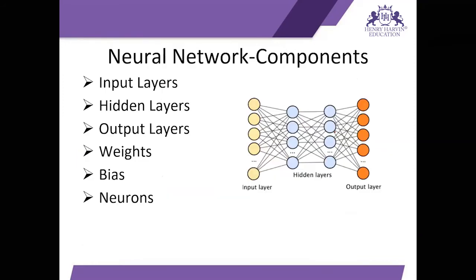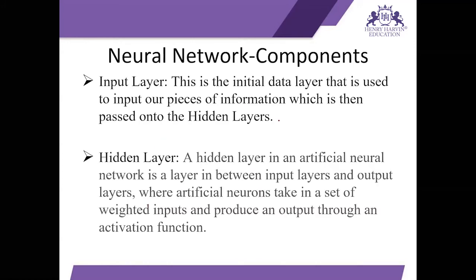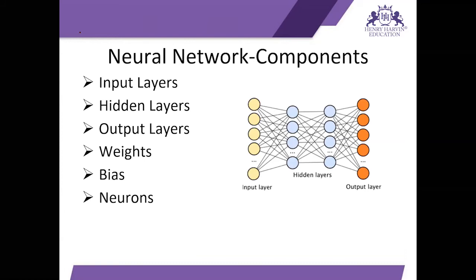So let us discuss the components of a neural network. If you look into this, you can see input layers, hidden layers, output layers, weights, bias, and neurons. So what is the input layer? This is the initial data layer that is used to input our pieces of information, which is then passed on to hidden layers. So just look into this picture.